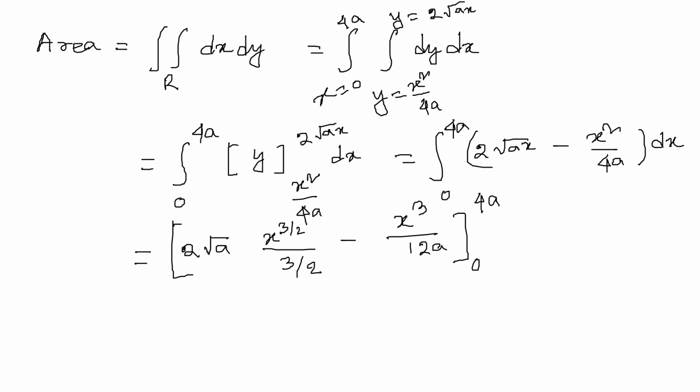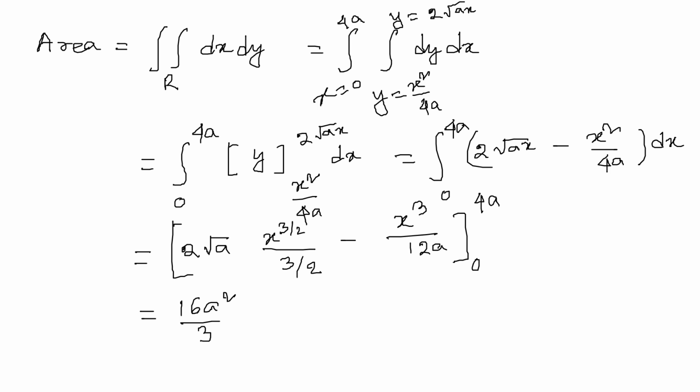So now you substitute the limit for x. Upper limit is 4a and lower limit is 0, and in each term x is there, so the 0 term will not affect. After substituting and doing some evaluation, clearly you will get 16a squared by 3.